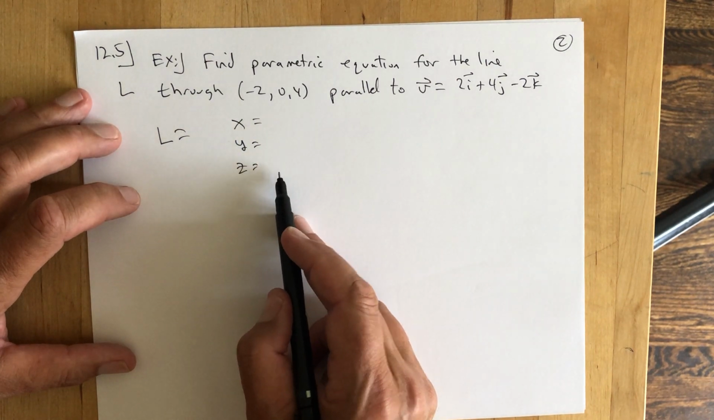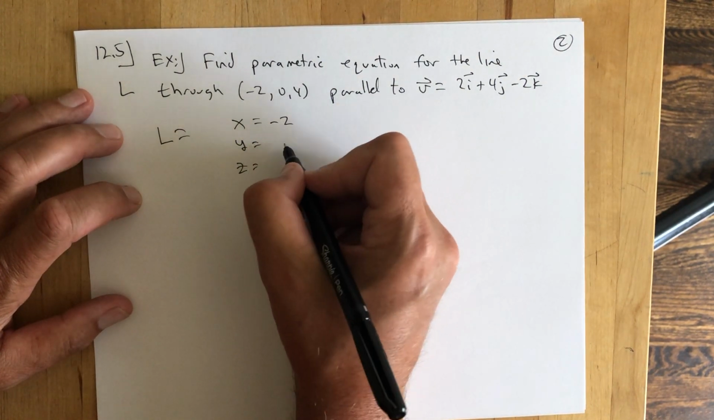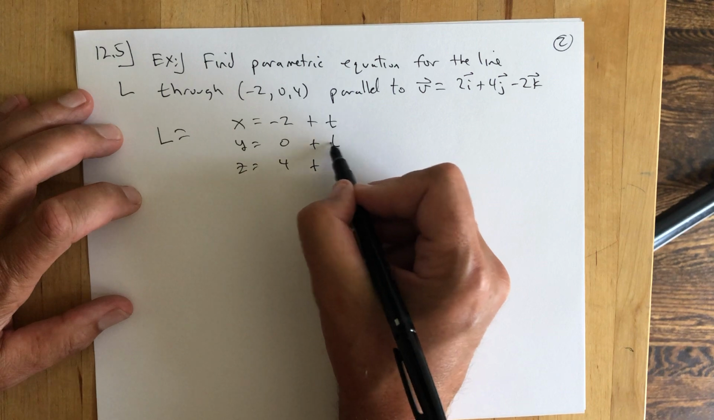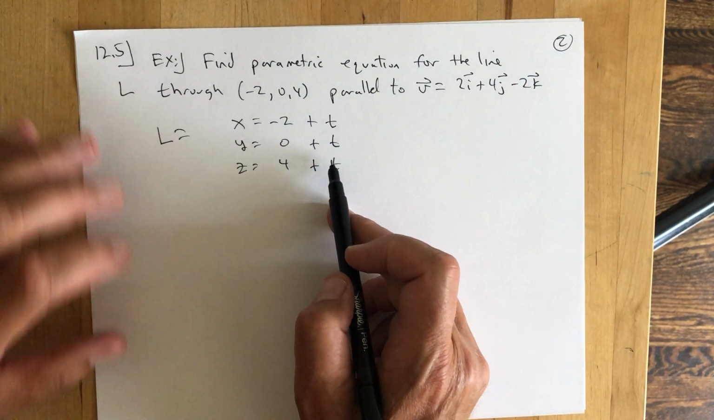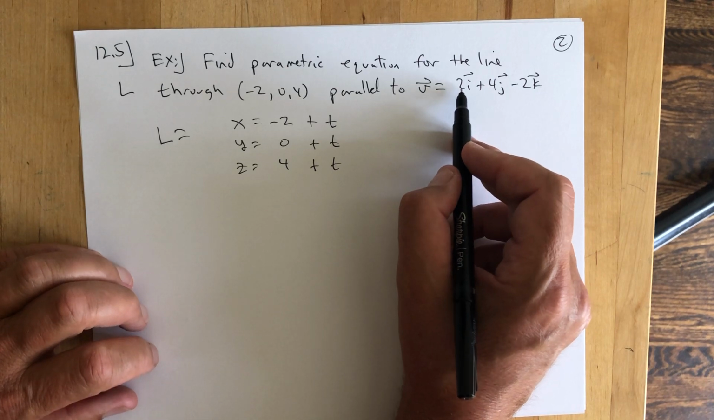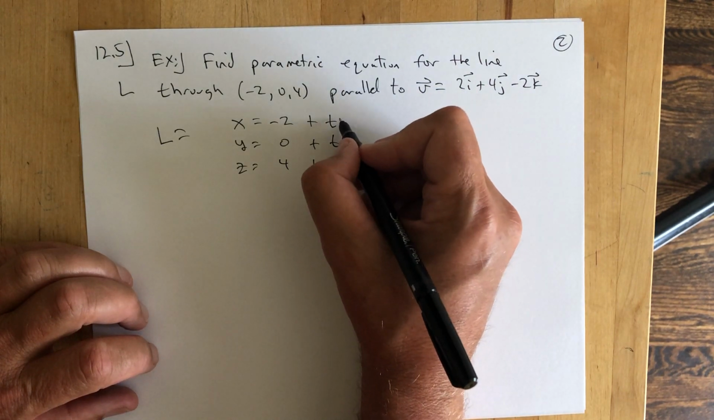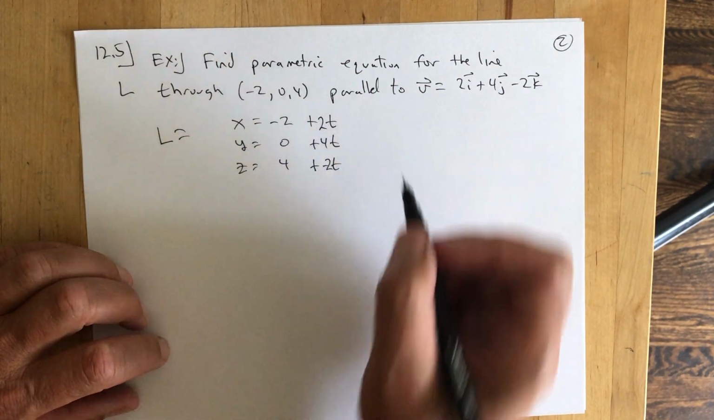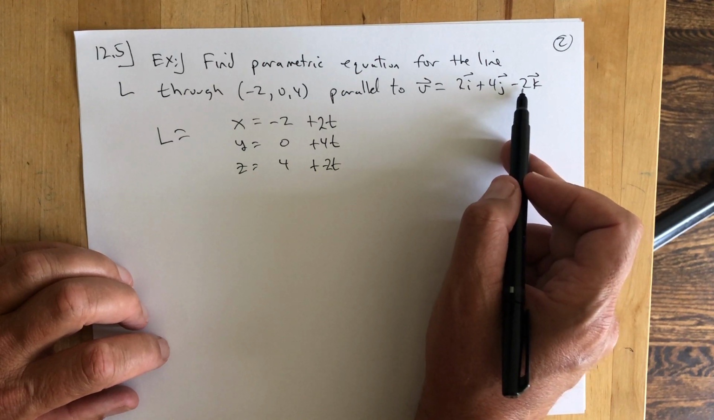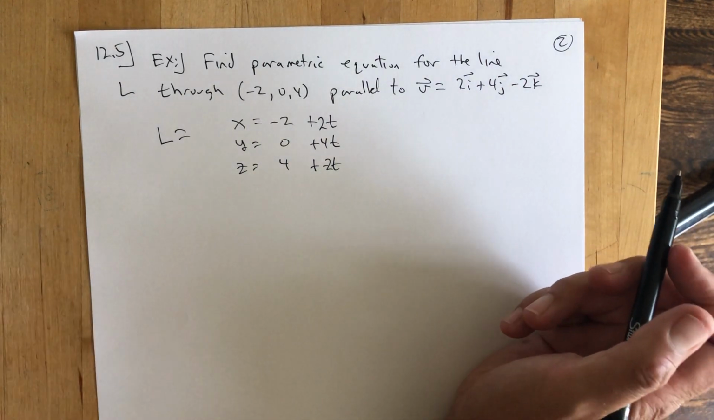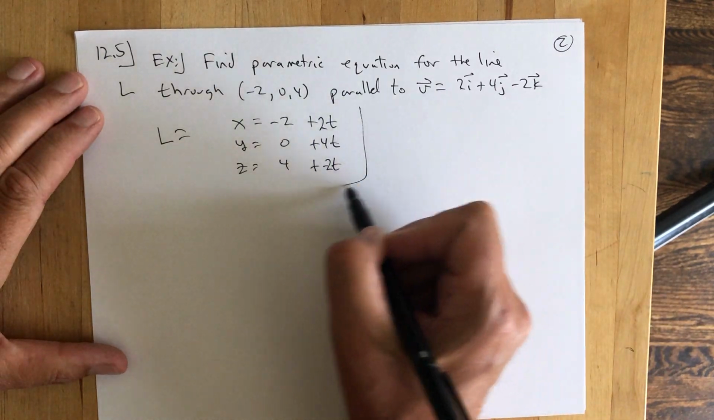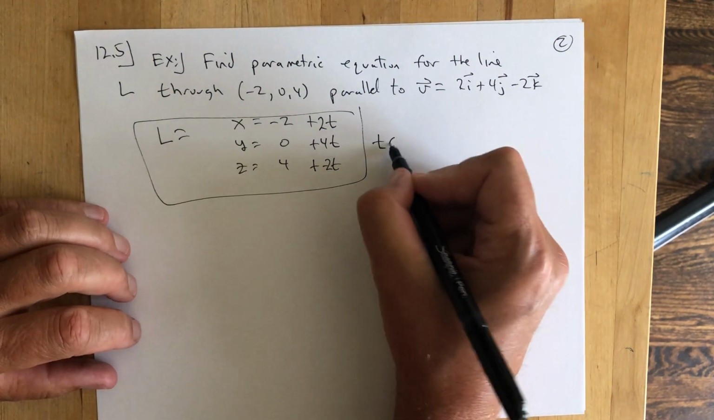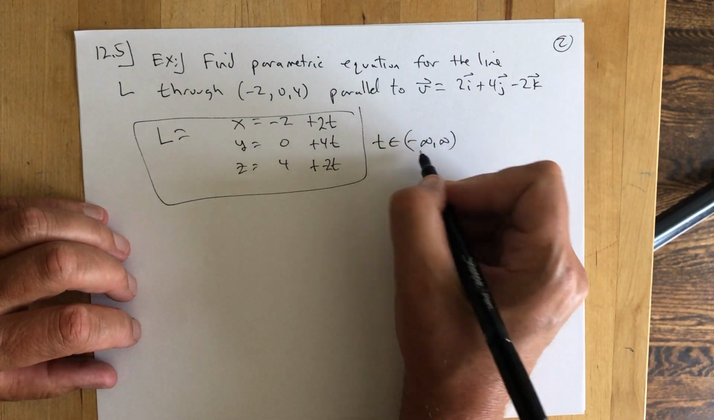So this L is going to have an x, a y, and a z coordinate. So the first term is just the point that we're given, which is -2, 0, 4. And then we take our parameter t and multiply it by each component of the vector. So this is 2t, 4t, and minus 2t. Take it from here, here, and here. And that's it. That's the equation of the line. But it's parametrized, and it's important to say that t runs from minus infinity to infinity.